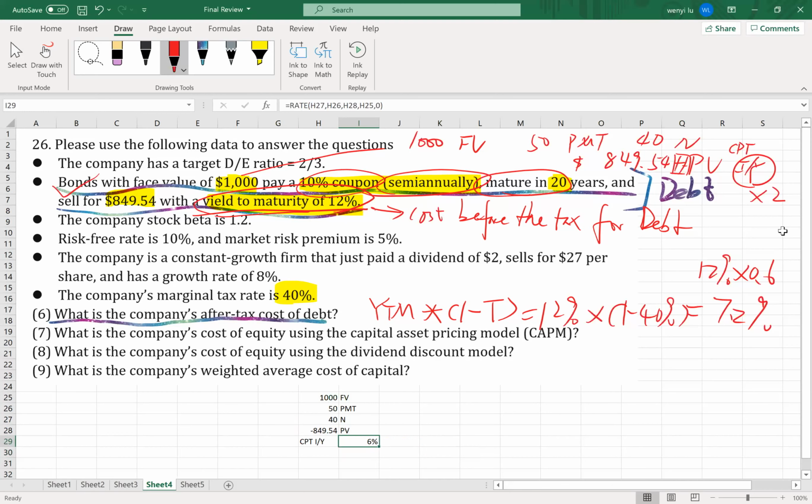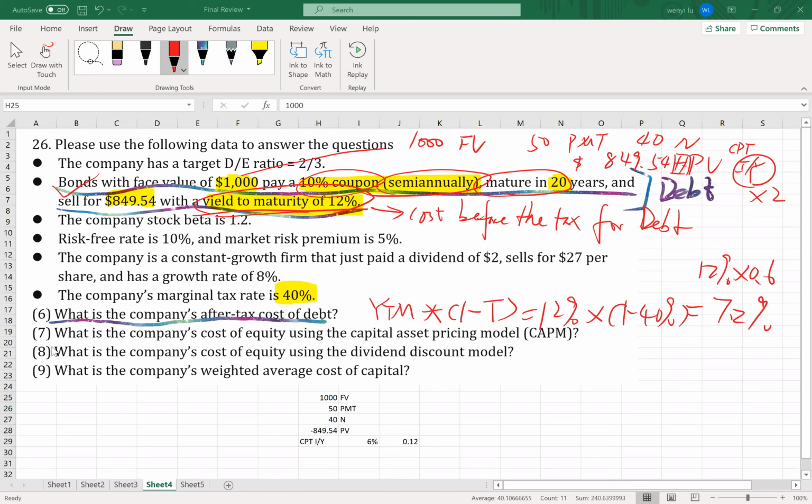Our yield to maturity is an annual rate, so this one should be doubled. So 6% times 2 will be 12%. So here are our calculations below. Please try this one at home. So that's the 12%. So 12% times 1 minus 40% will be the after-tax cost of debt, which is 7.2%.